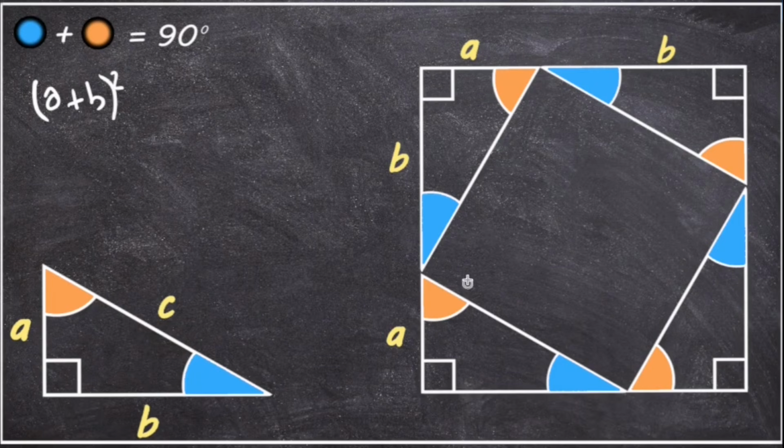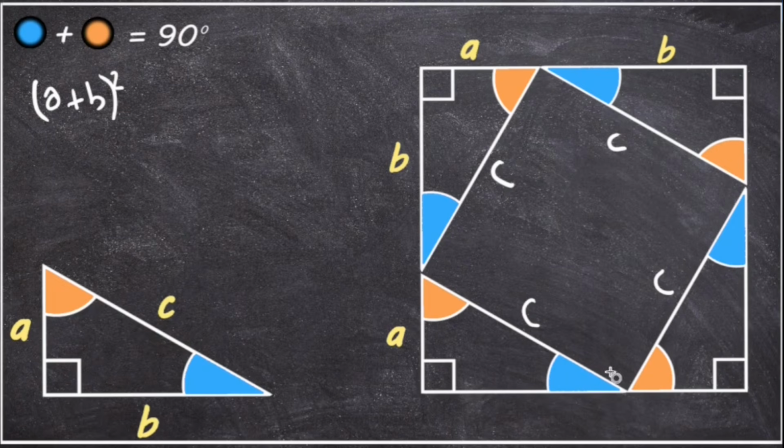But within the square there's another quadrilateral. It's easy to see what the edge lengths of this quadrilateral are because all of them are opposite the right angles in the triangles. So these edges must be the hypotenuse, which is C. We can figure out what the angles in this quadrilateral are by noticing that each angle in the quadrilateral is sandwiched between a blue and an orange angle. But we saw earlier that the sum of blue and orange angles is 90 degrees.